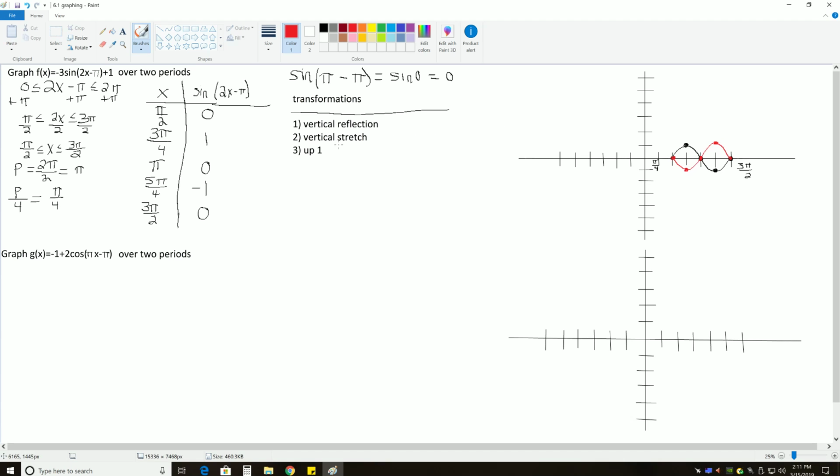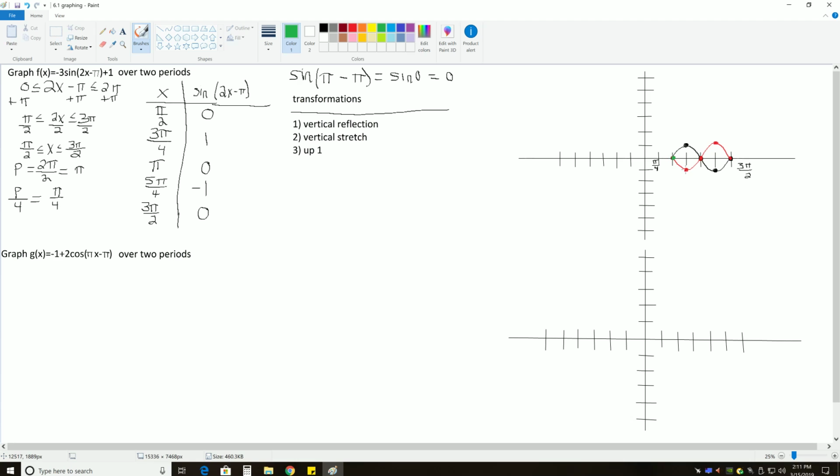Now we have two more transformations to take care of. Again, I'll pick a different color. Let's try green in this case to take care of our vertical stretch. So remember, our vertical stretch is by a factor of 3. That means every y value is going to be multiplied by 3. So this point, if you multiply the y value by 3, 0 times 3 is still 0, so it's going to stay right where it is.